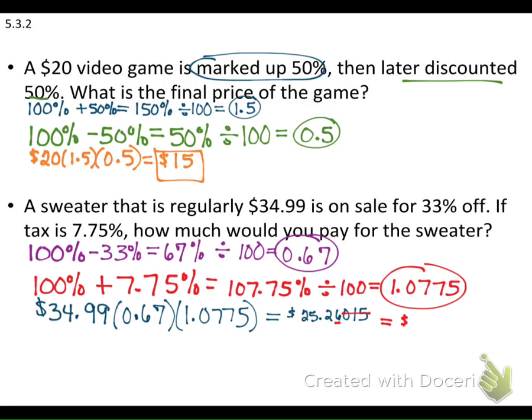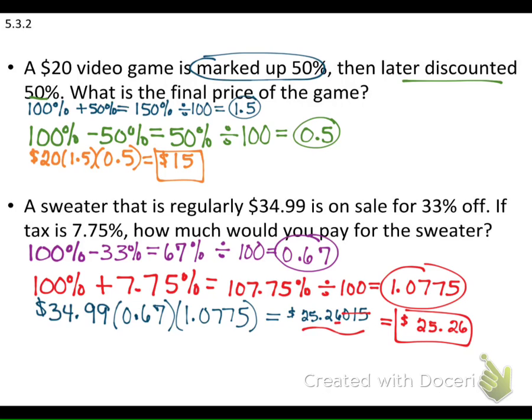So the cost of the sweater is going to end up being $25.26. Now, I do want to see this step on the quiz. That will be a point. That way, if you end up rounding wrong, I can give you some extra credit for showing me that you got the answer, you just didn't round it correctly.